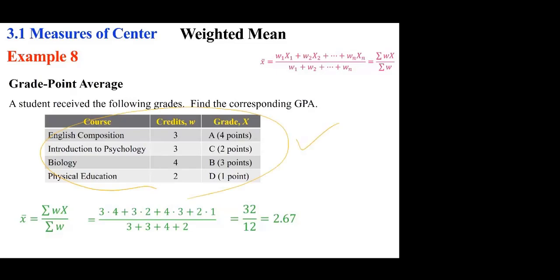The weight is the number of units. And normally A is worth 4 points and the rest of it. And you go down, B is 3 points, C is 2 points, and so forth. So you have to multiply those two columns, and that would be the sum. You divide by the total number of units. That's how GPA is calculated.